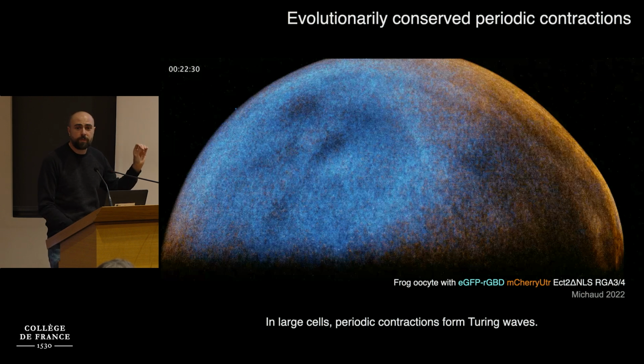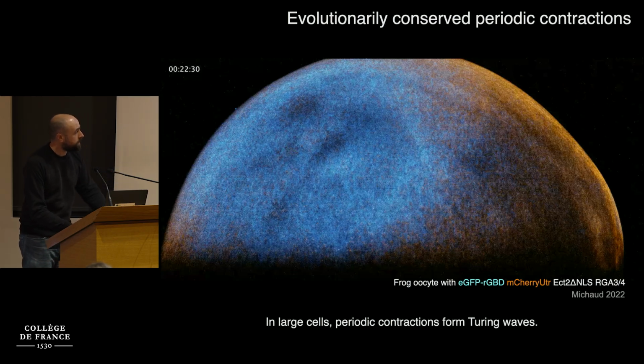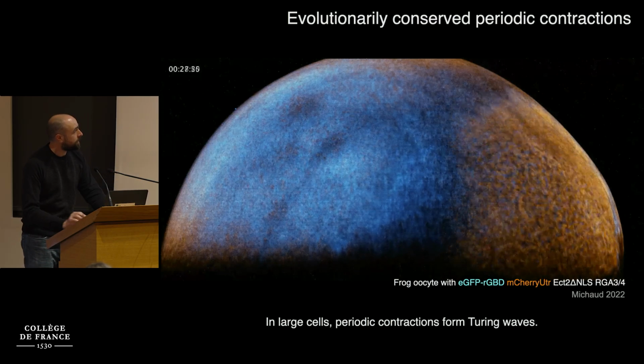The fly cell I showed you before was just a few microns in size. This one is a millimeter. It's gigantic. But it's still able to form those pulses of contraction. But because it's so big, it forms so many. And please watch this. We are looking now at a frog oocyte undergoing periodic contractions.